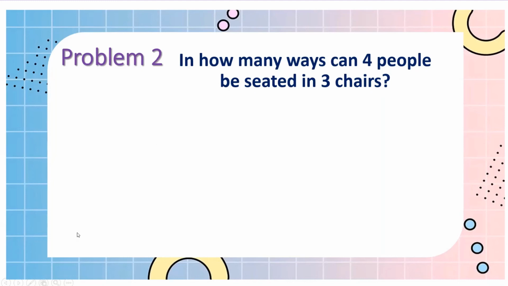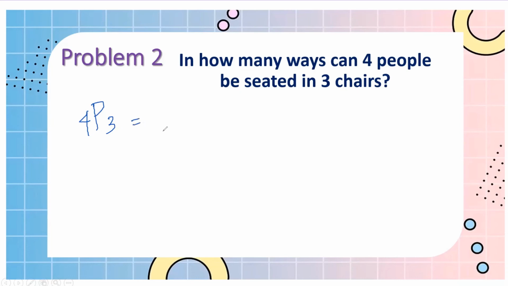So, ganun din ang gagawin. Apply the formula. This will be 4P3. Always remember, yung 3, yung mas maliit, ang laging R. Hindi pwedeng yung R is more than N. So, always remember, the bigger number should always be N, and the smaller number is always R.